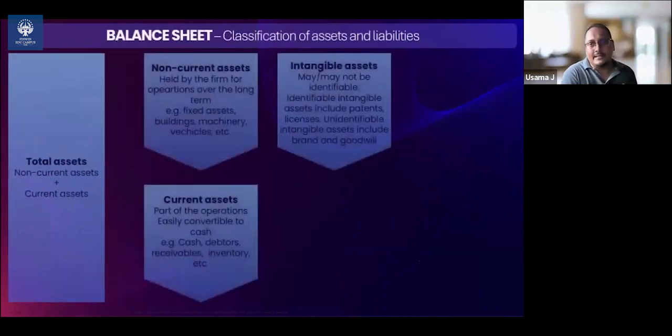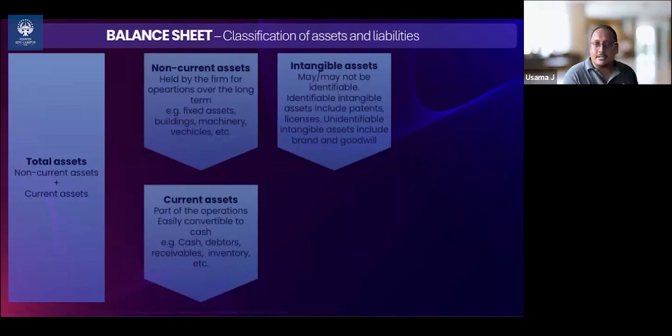Now we see the detail for your total assets. These are the captions which come in. The non-current assets held by the firm, operations over a longer term period. How do we define the long term? More than 1 year, more than one operating cycle. Example, fixed assets, building, machineries, etc.